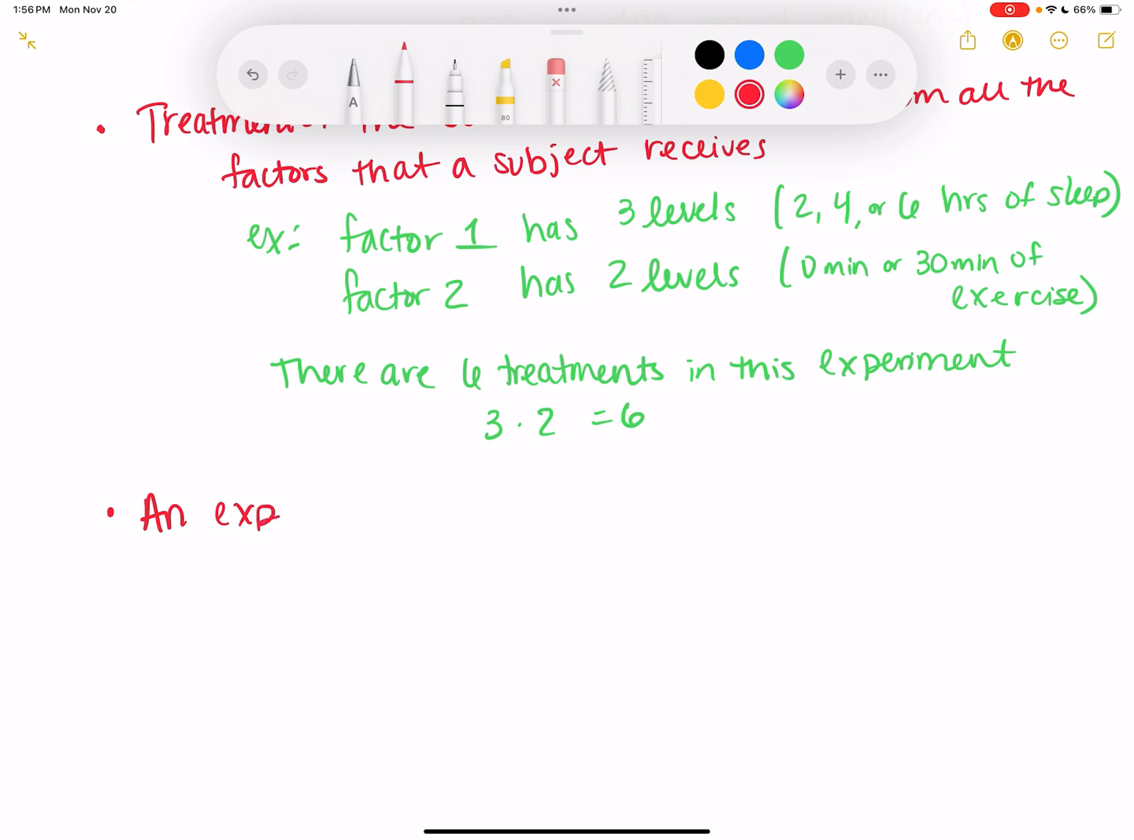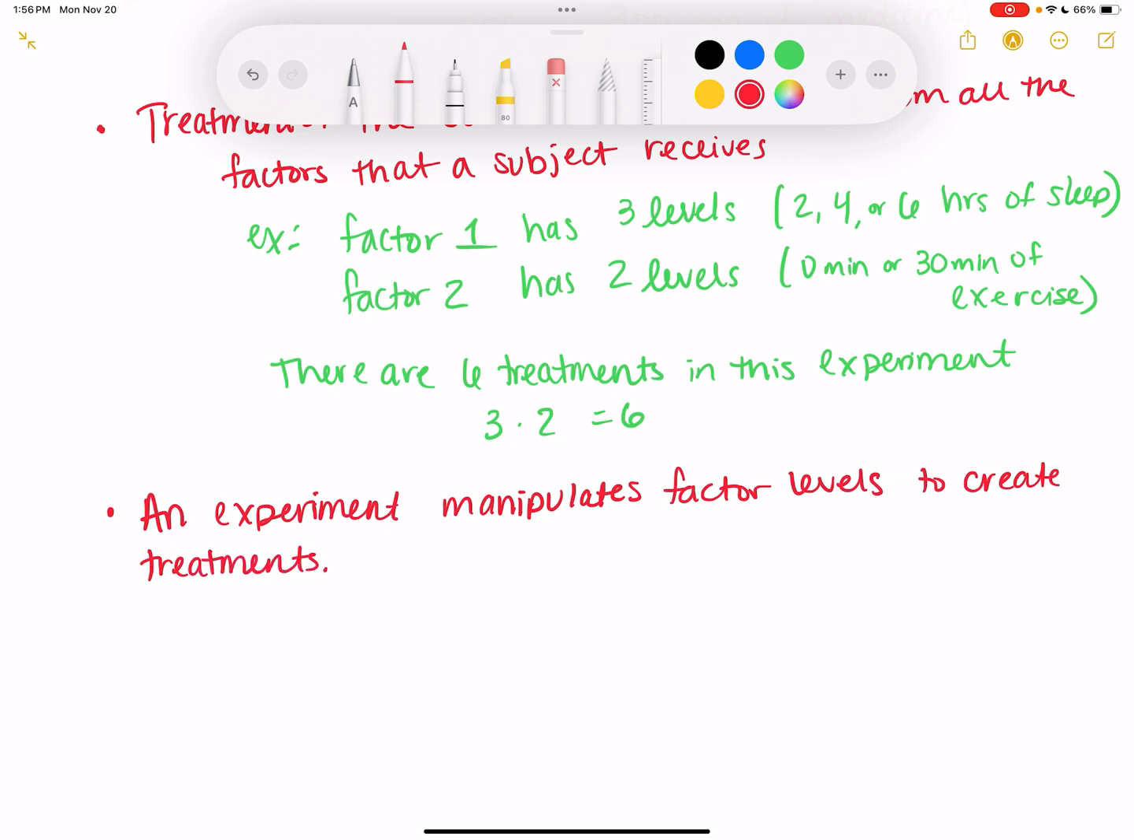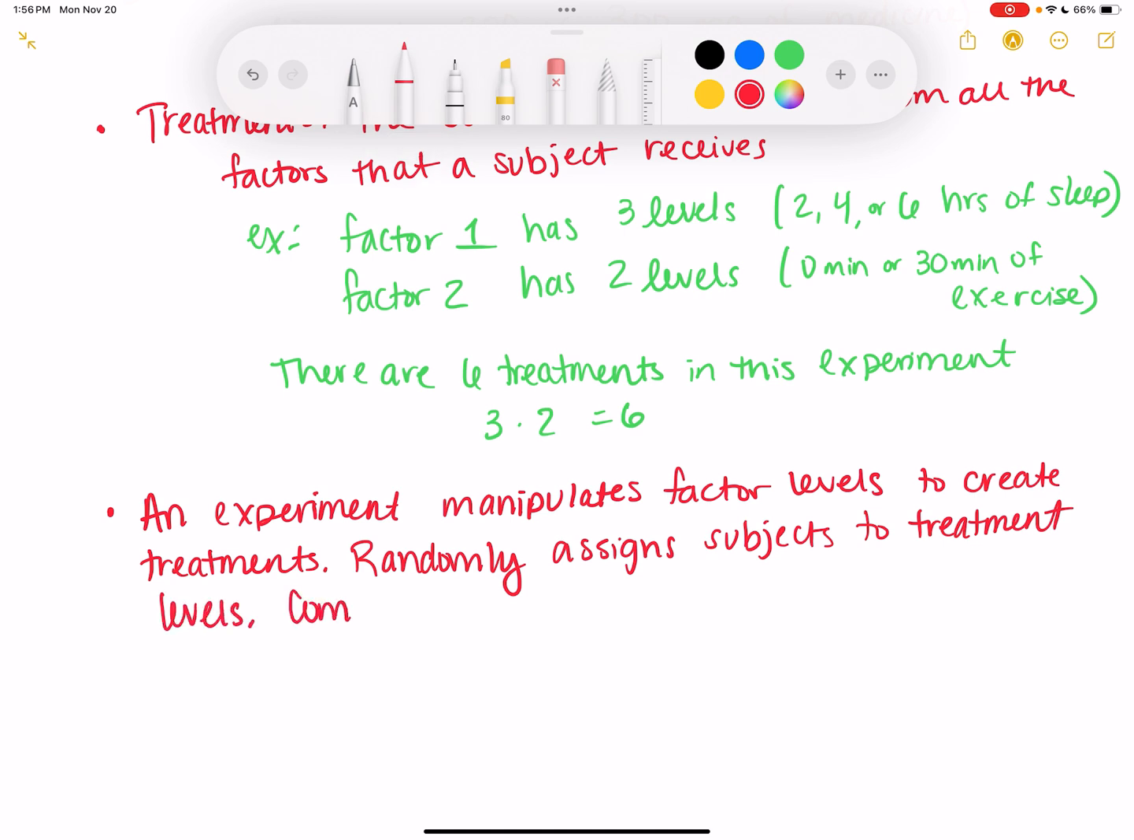An experiment manipulates factor levels to create treatments, randomly assigns subjects to treatment levels, and compares responses of the subject groups across treatment levels.